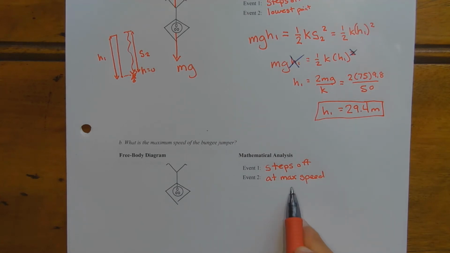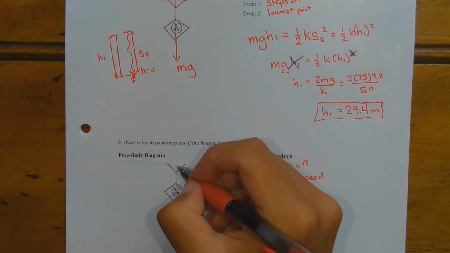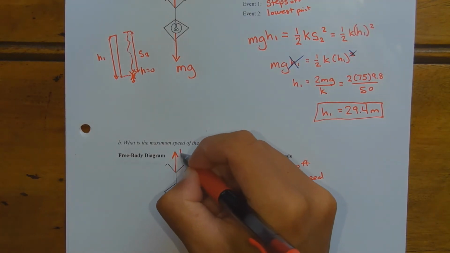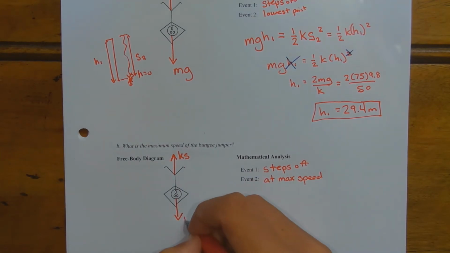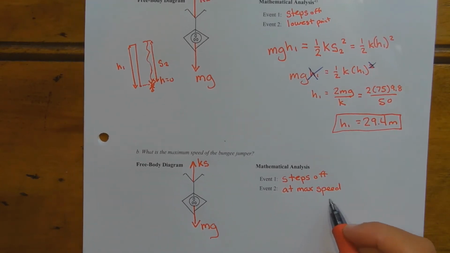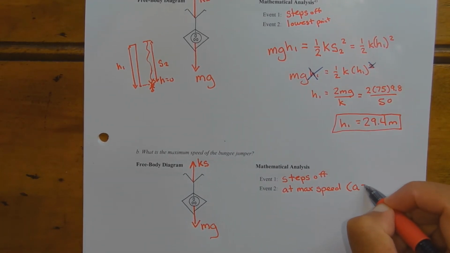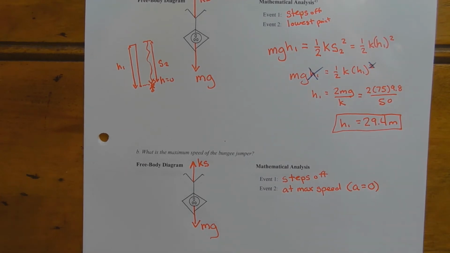I need to know something about what happens at the maximum speed. I have the same forces that I had before. I have Ks acting upwards. I have mg acting downwards. At the maximum speed, the acceleration must be equal to 0.